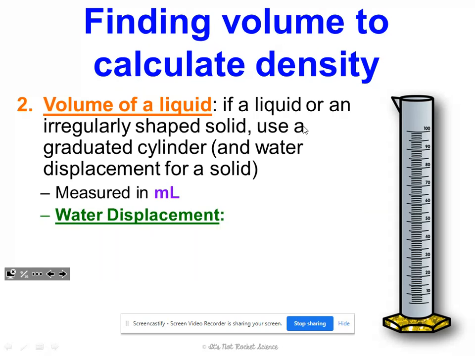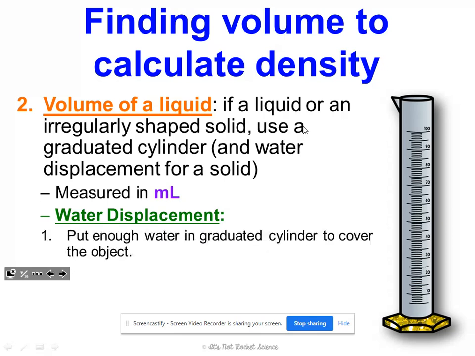The water displacement method we have actually already done in class, but here are the steps as a reminder. So please write these down. I know that we have talked about it, but I want you to write them down. First you have to put enough water in your graduated cylinder to cover the object. Make sure that the water goes up and over the object. If you have a longer skinny one, stand it up to the side of the graduated cylinder so you know how much you at least need to put in there. So you have to put enough in there to cover it.